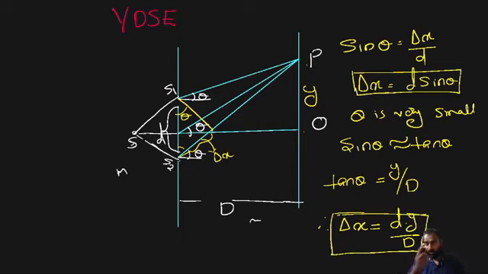Just keep in mind, if in some problem theta is not small, we have to follow delta x is equal to d sine theta. Here, in our assumption, this theta is very small. If theta is very small, go for this: sine theta is approximately equal to tan theta, then the value of tan theta is y by D, or delta x is equal to dy by D.